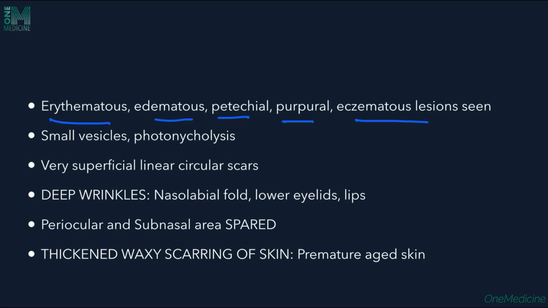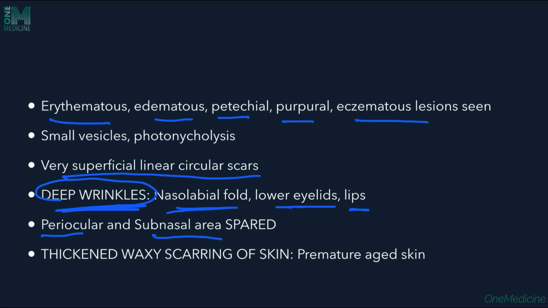Superficial linear circular scars can be seen. Deep wrinkles are seen, usually in the nasolabial fold, lower eyelids and lips. So on the face, deep wrinkles can be seen. Periocular and subnasal areas are spared, because they are protected from sun exposure. And there will be thickened waxy scarring of the skin, which gives a premature aged skin appearance.